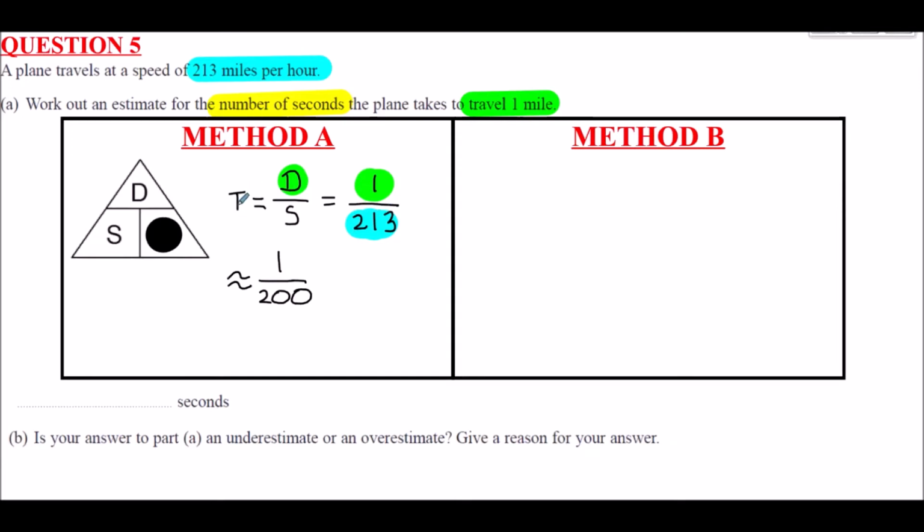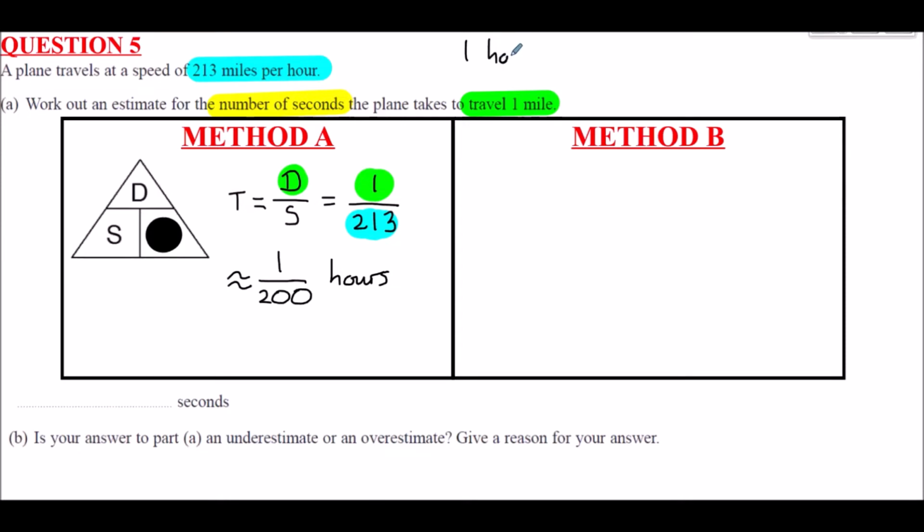So what units of time are going to come out? Well, think about the units we've put in. We've put in miles, but the units of time we're mentioning here are hours. So that's going to be 1/200th of an hour. Okay. So it doesn't really get us anywhere yet because we want to work out the number of seconds. So what we need to do here is think about how many seconds in an hour.